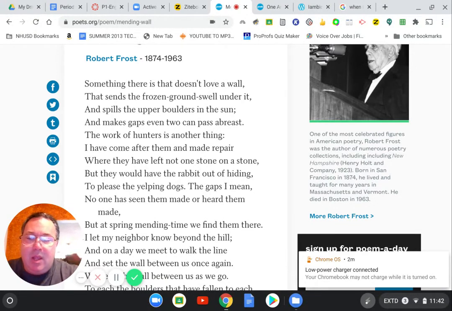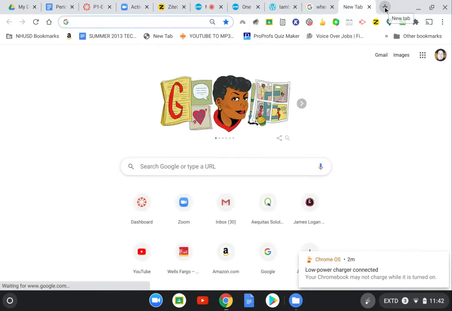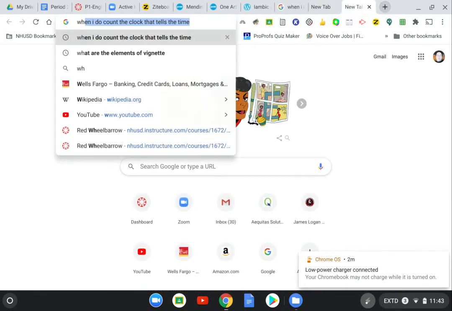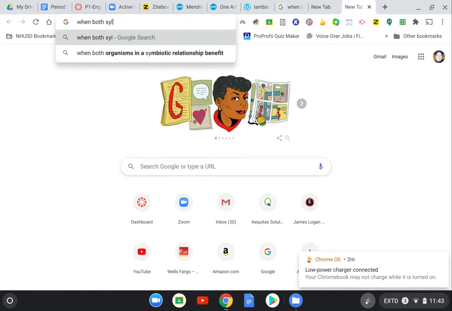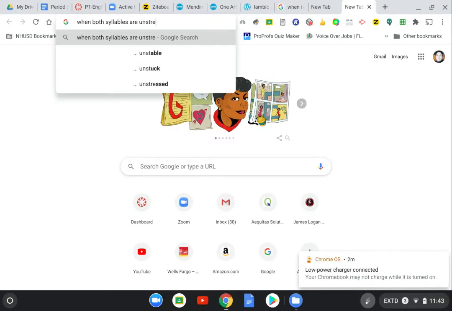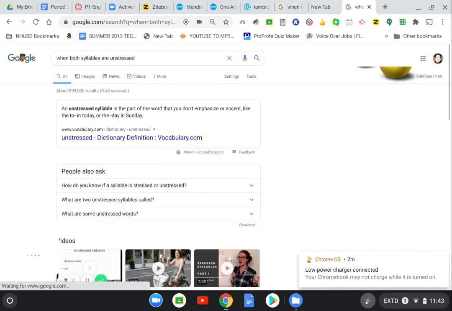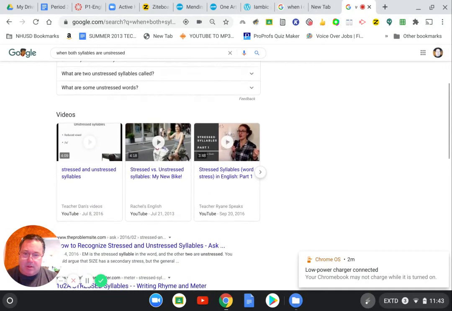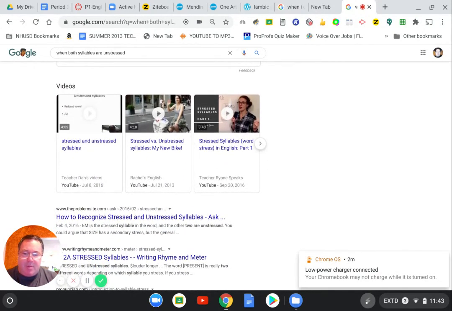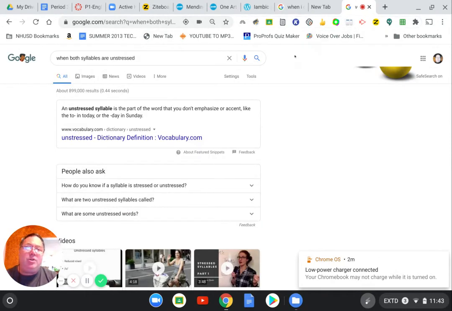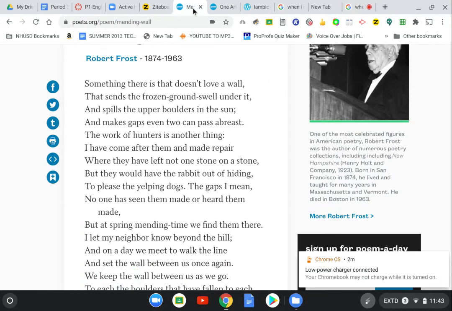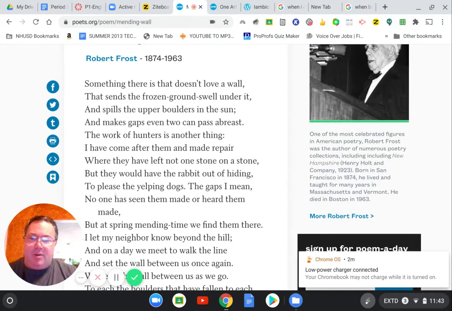Here's another one. But at spring. Neither one is stressed, but at. And actually, I cannot remember what that's called. Is that an anapest? When both syllables are unstressed, all of a sudden I can't remember what that's called. I want to say it's called anapest, but I cannot remember. If both syllables are stressed, it's called a spondee, which we don't have here. Let me see if I can think of a spondee.